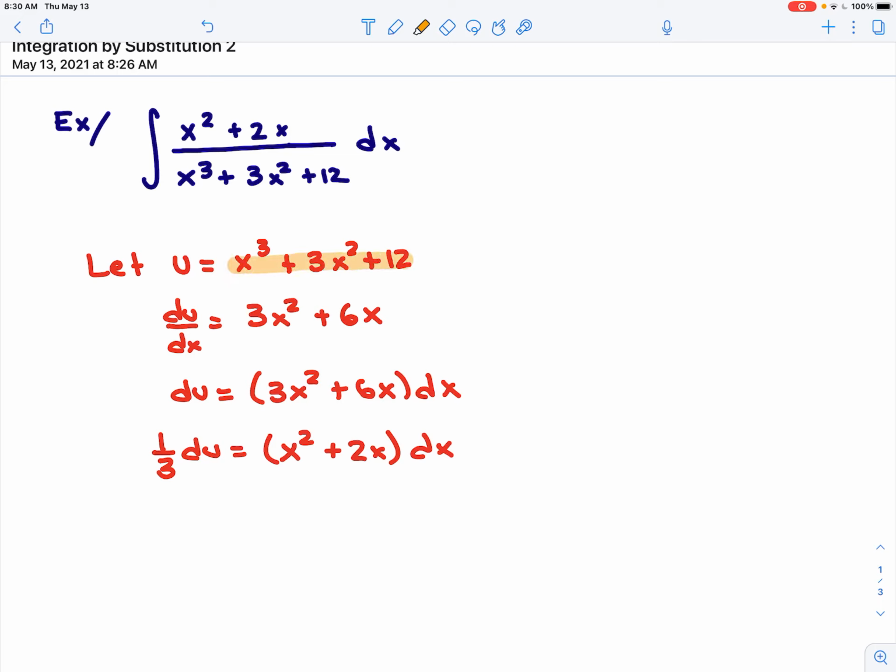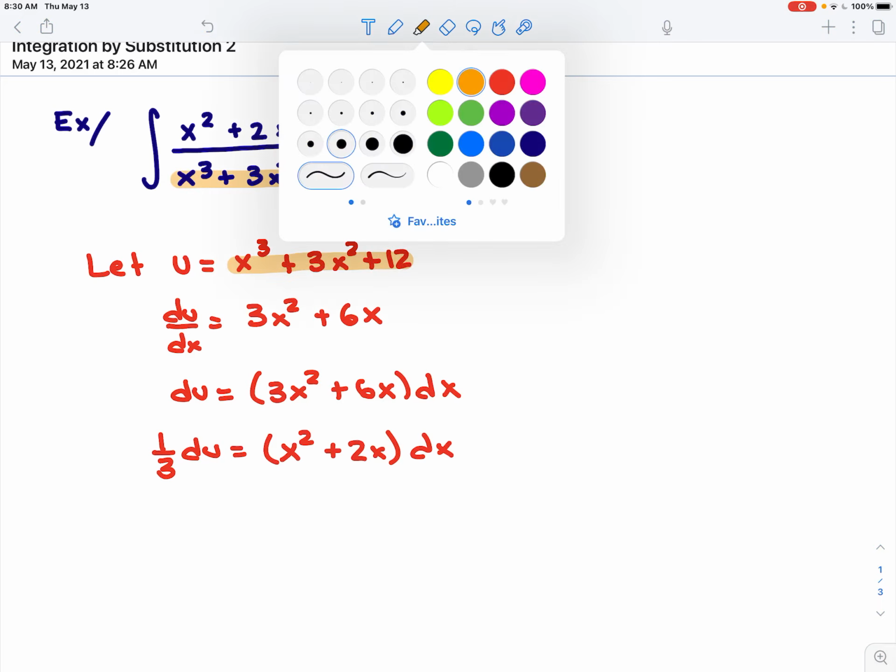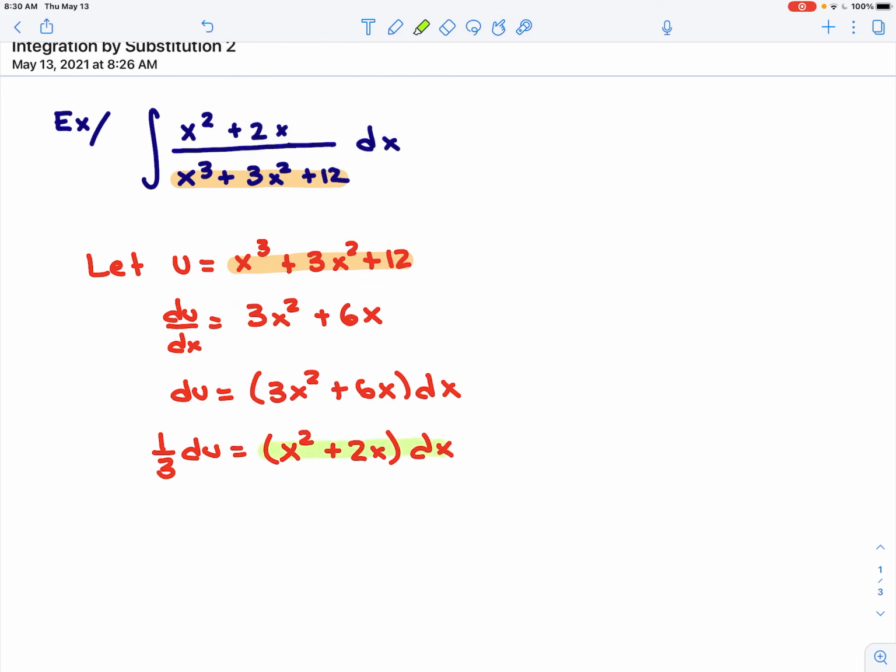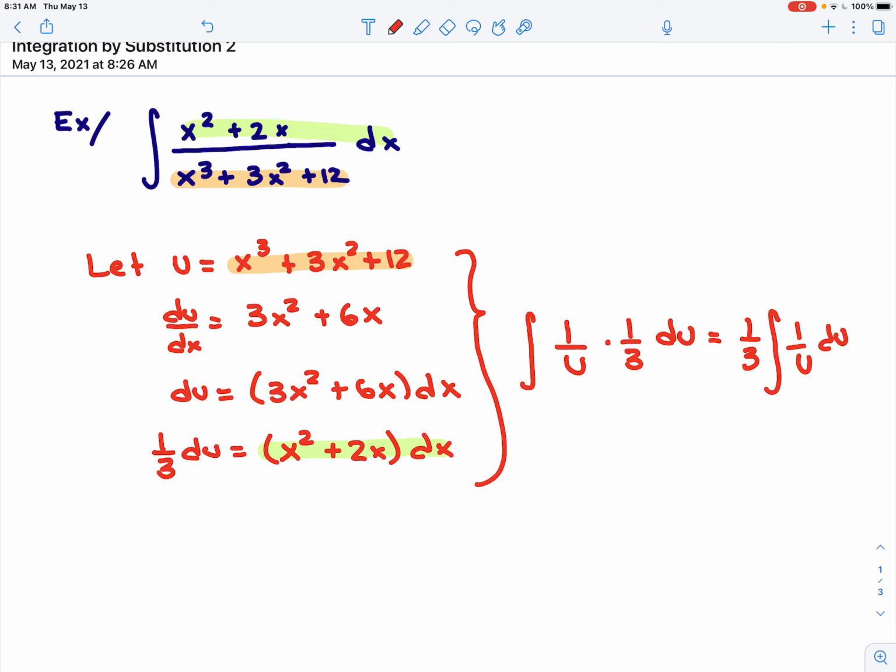So again, my u and my du is going to be replaced. Okay, so all of this gives me this new integral of 1 over u times 1/3 du. And I'm going to bring that 1/3 out front. And that equals 1/3 ln absolute value of u plus c.